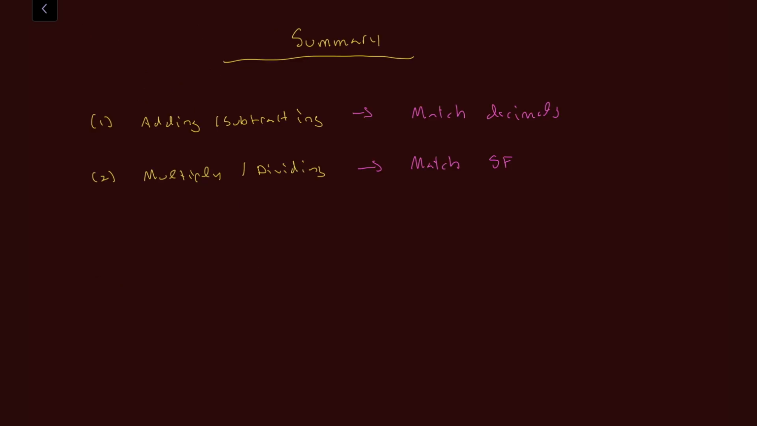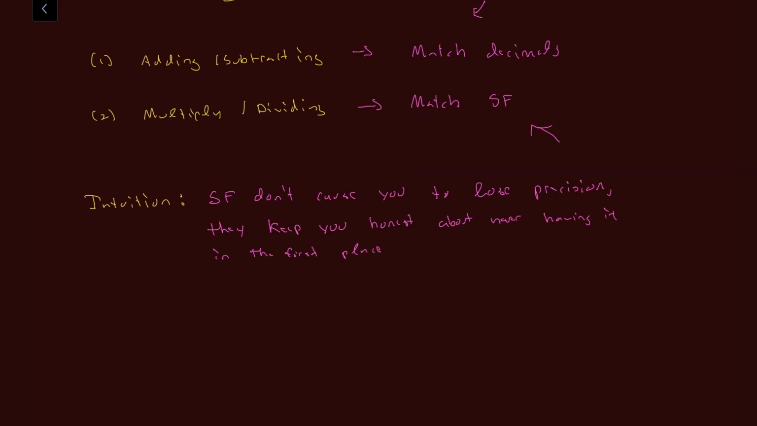So I'm going to share 3 things as a summary for you. Remember, number 1, when you add or subtract, I want you to think about matching the decimals. And when you multiply and divide, I want you to think about matching the amount of sig figs. And lastly, I want you to really internalize this last concept. Sig figs don't cause you to lose precision. They keep you honest about not even having it in the first place. So with these 3 insights in mind, you're going to have a powerful, intuitive framework for handling your precision in every physics, chemistry, engineering, and mathematics class you'll ever take.